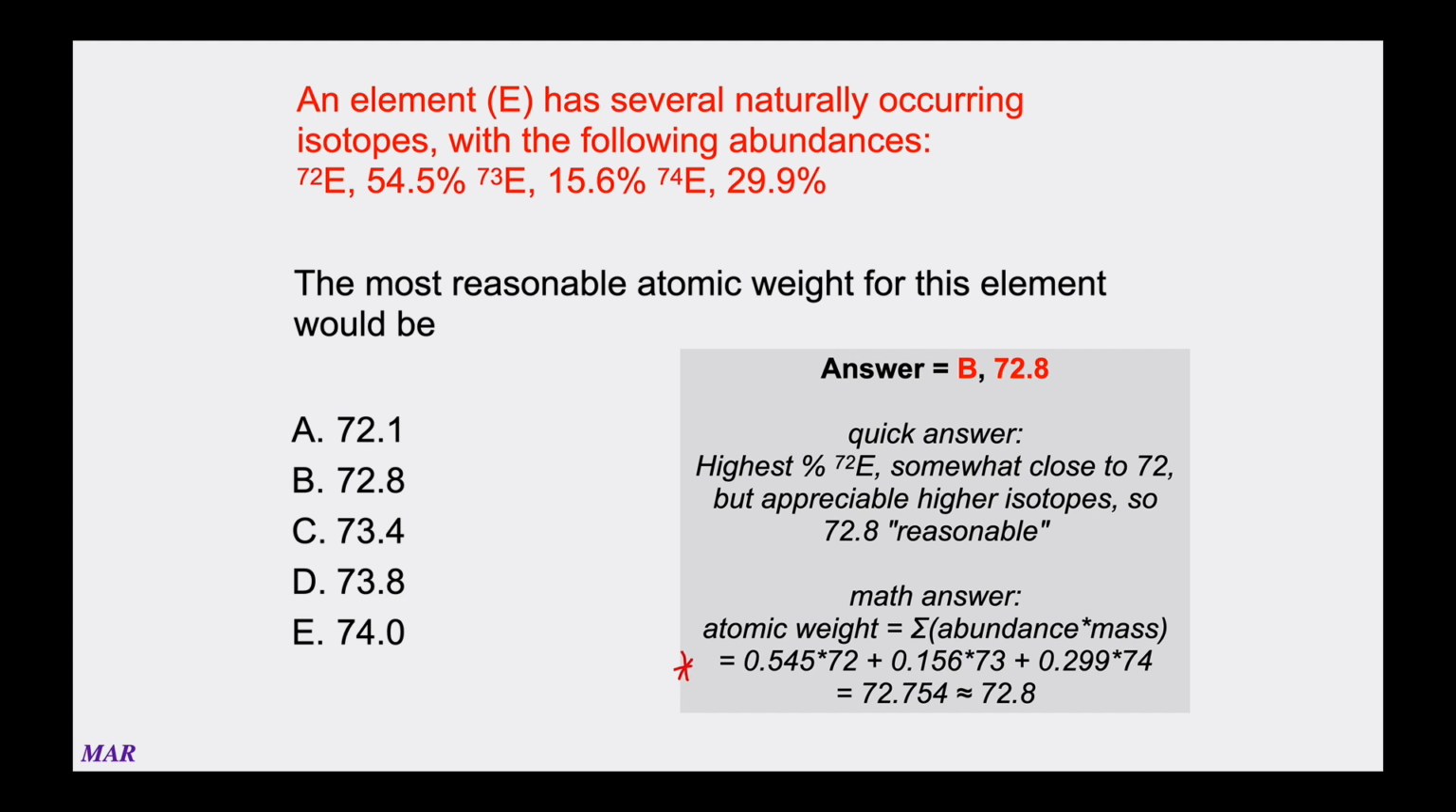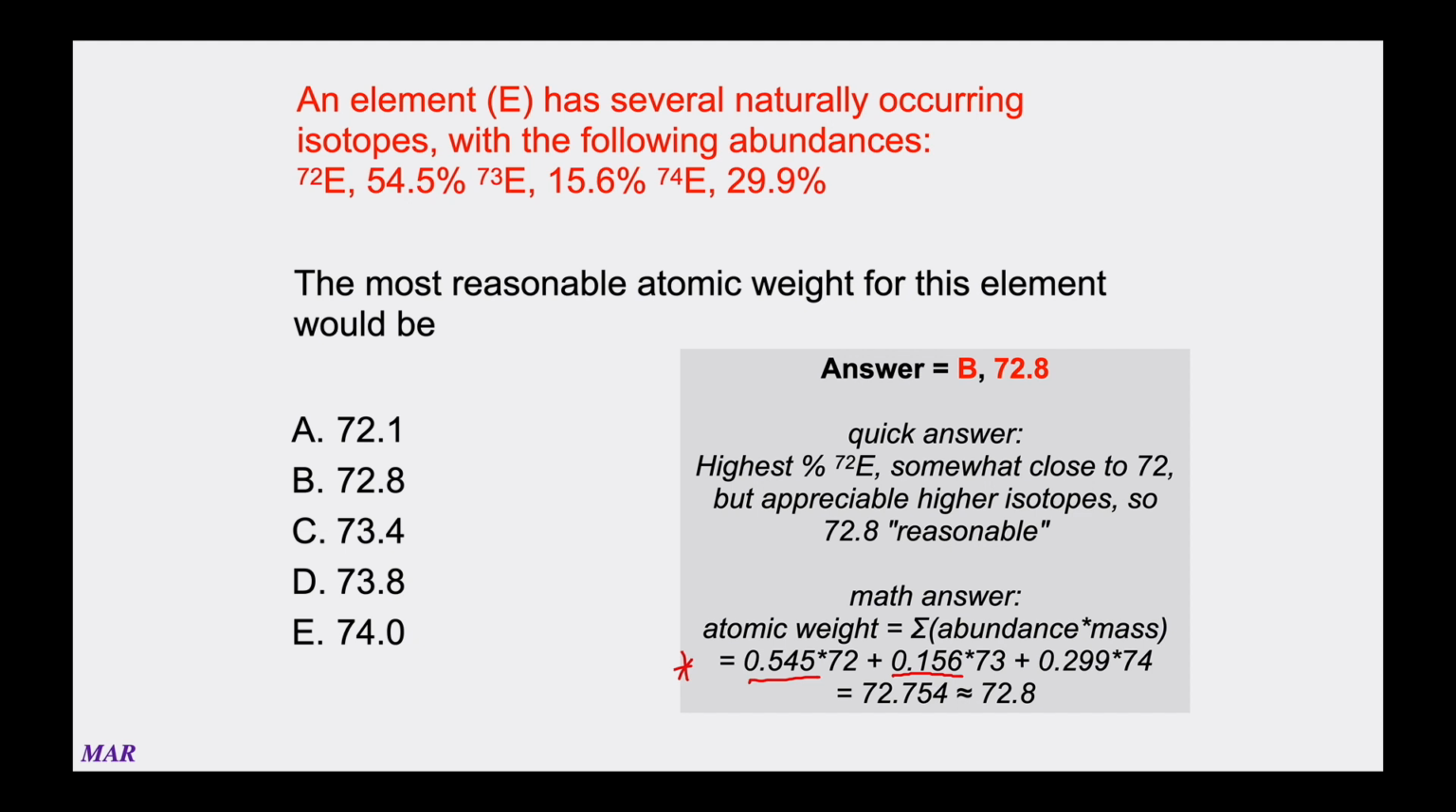Now, you can take the decimal version of those percentages. So 54.5 would become 0.545. And 15.6 would become 0.156. You take those decimal versions and you multiply them by their mass, all right? So 0.545 times 72, because that's the mass number of that isotope. And you do the same thing, 0.156 times the 73, the same thing, 0.299 times 74. Add those numbers together and you end up getting to 3 sig fig 72.8, all right?